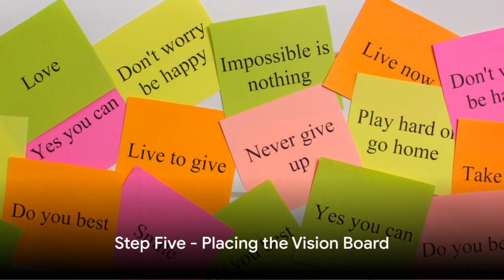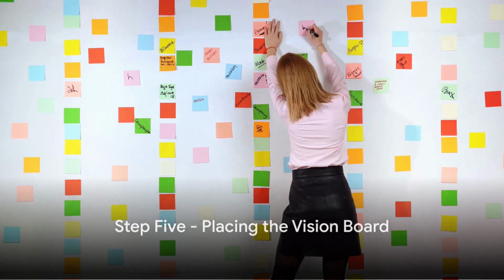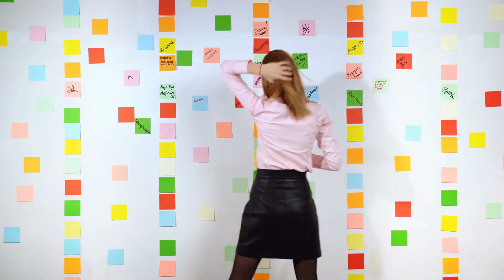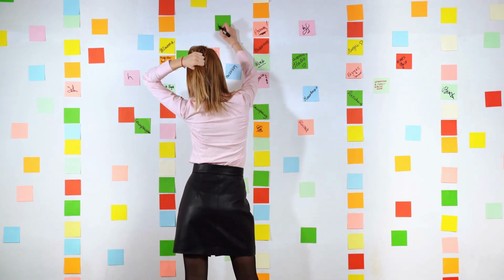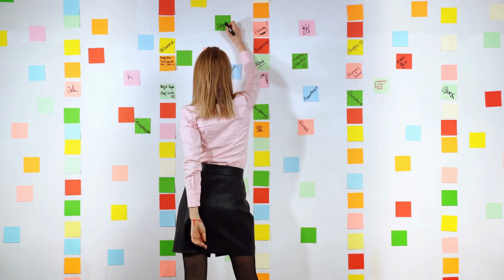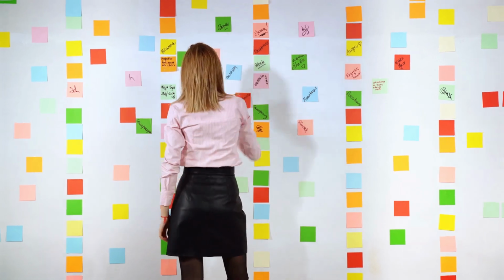The final step, step 5, is to place your vision board somewhere you can see it daily. The bathroom, your office, your bedroom, anywhere that ensures regular interaction with your board.